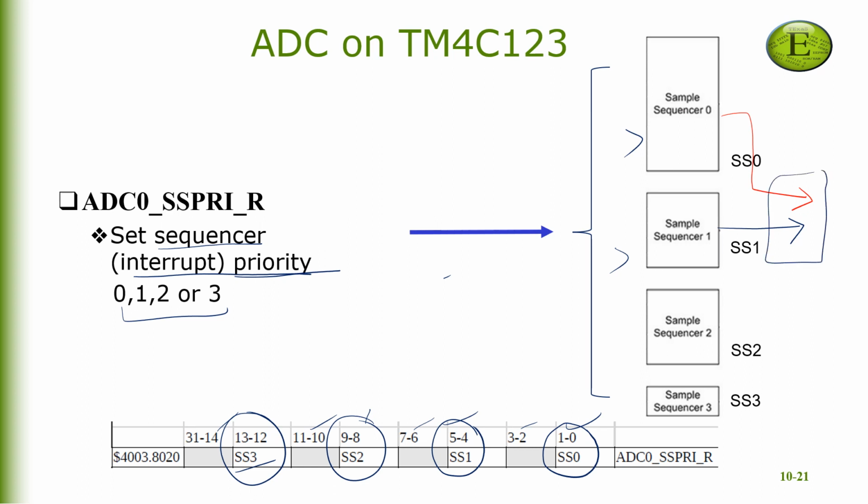If, for example, the priority of sample sequencer 0 is 0 and the priority of sample sequencer 1 is 1, then we are going to enable sample sequencer 0's sequence to be put forward and then digitized. And once that is done, we are going to enable sample sequencer 1 to send its sequence for digitization.